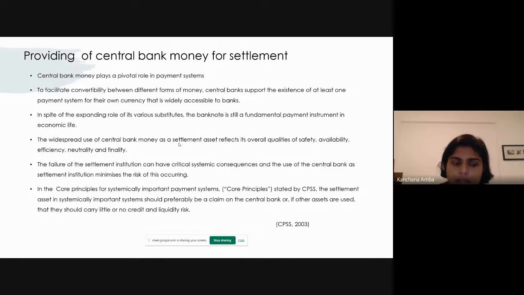subprime mortgages, where they were giving out loans on almost uncollateralized loans, right, for mortgages, and they were selling the mortgages and repackaging them and sending them to Europe, and it was just like a paper or some document that was getting traded. There was nothing underlying, and then this created a big bubble which burst, and there was no money in it. So this is what we need to ensure. So the settlement asset is very important to minimize credit and liquidity risk.